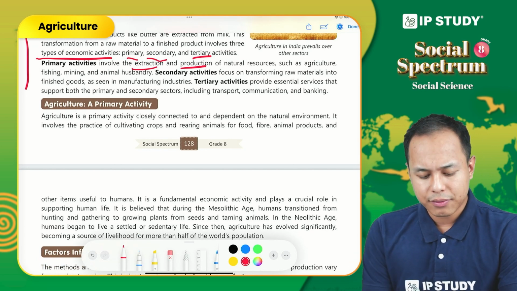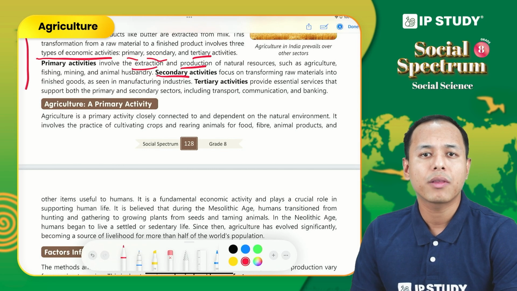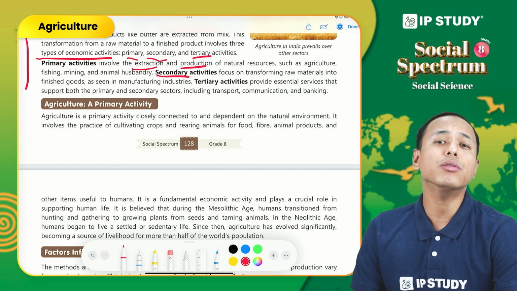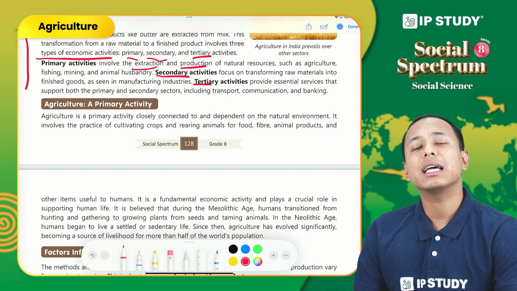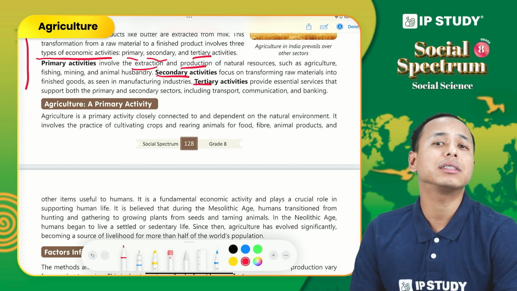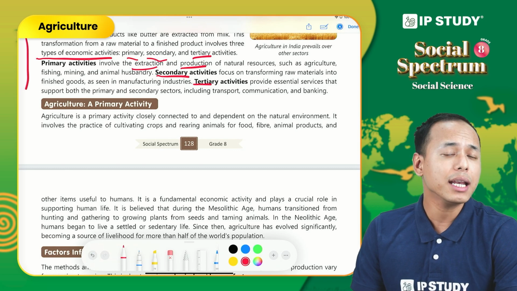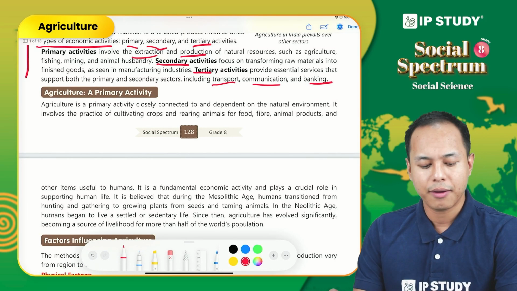On the other hand, we have secondary activities. They focus on the transformation or converting of raw material into finished products. And lastly, we have tertiary activities. These activities do not produce goods, but they provide services to support the primary and secondary activities, for example, transport, communication, and banking.